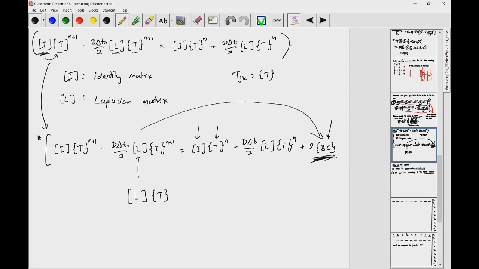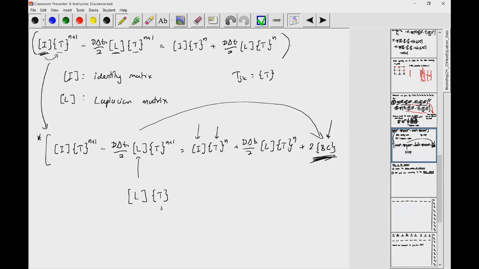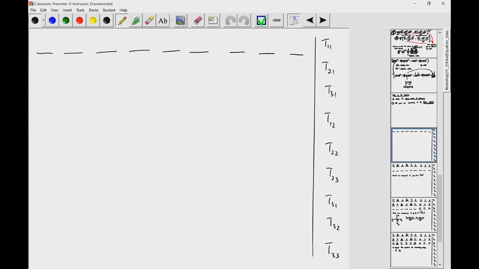Meaning that for the problem that we have before this, we have 9 unknown values. Those 9 unknown values are T11, T21, T31, all the way to T33. So these are your column vector of 9 unknown values. This column vector should be multiplied by a matrix, and this matrix should be a 9 by 9 matrix so that it can be multiplied to a 9 by 1 column vector. So the objective now is to fill in this blank space with the 9 by 9 coefficients from your Laplacian matrix.